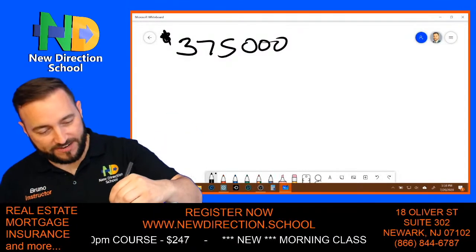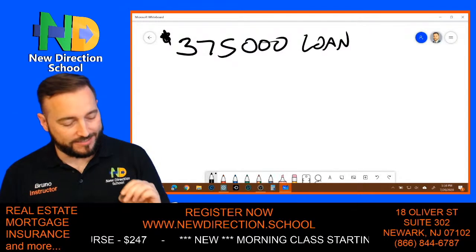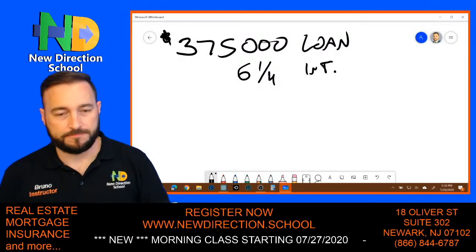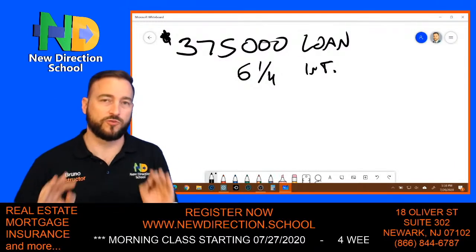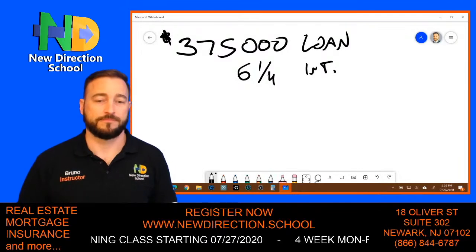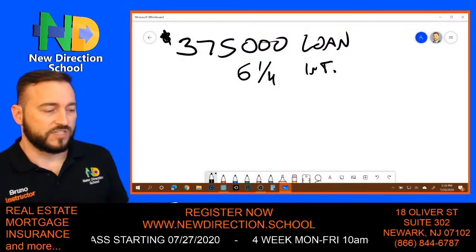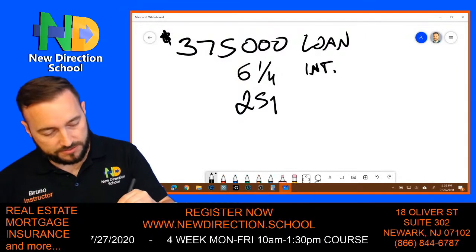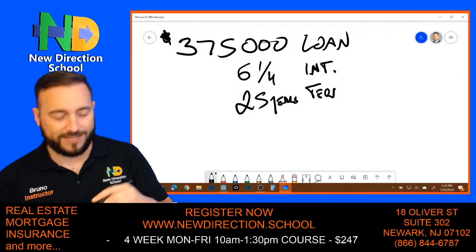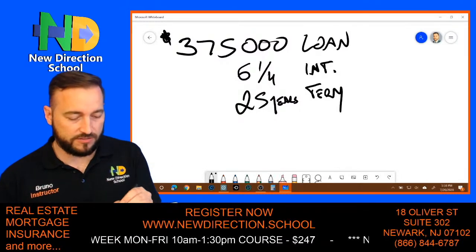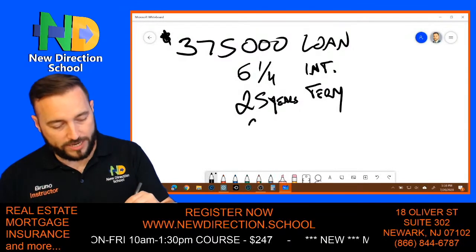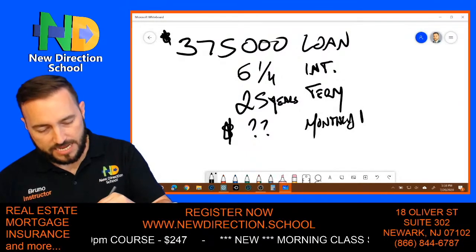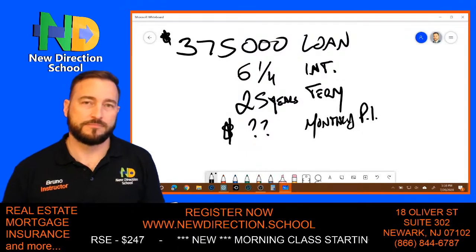So a $375,000 loan. Right? The interest rate, I'm going to tell you, is 6.25. I don't want anybody to give me answers, okay? So do not give the answer until I ask for it. Is that a deal? Okay? So 6.25 is the interest. And I'm going to say it's for 25 years. This is the term. So get familiar with these things, right? When they say 25 years, it's the term of the loan. And the question is, how much is the monthly PI, principal and interest?